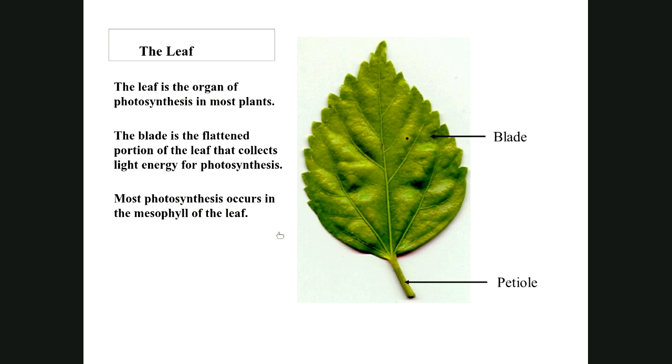Leaves come in a variety of shapes. Most photosynthesis occurs in the mesophyll of the leaf. Now we're going to look at where that's talking about. There are two mesophylls, the palisade and the spongy mesophyll. The palisade mesophyll is where most of it occurs, because the spongy mesophyll does not have any chloroplast in it. So let's look at a cross-section of a leaf.